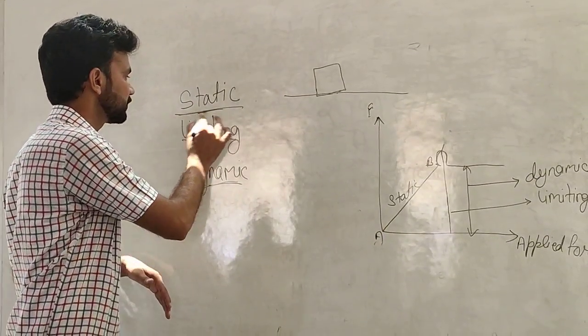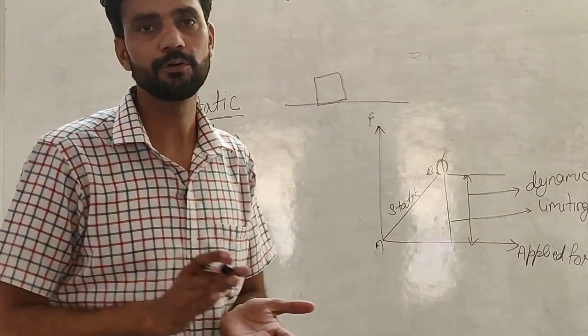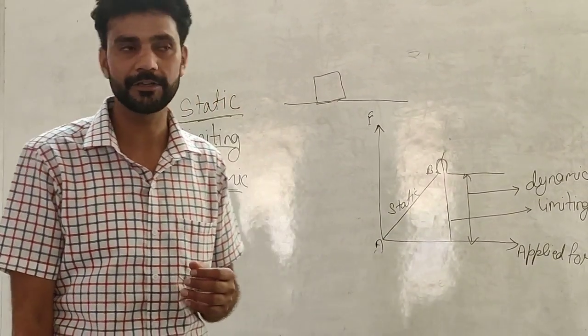We have discussed static, limiting and dynamic friction. Static: when the object is kept on another object and does not slide, the friction is known as static friction.